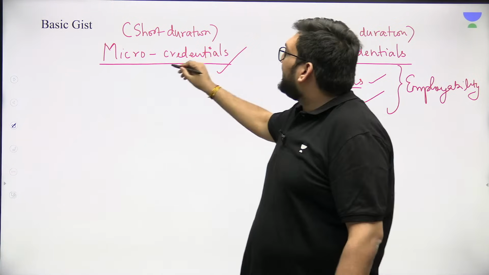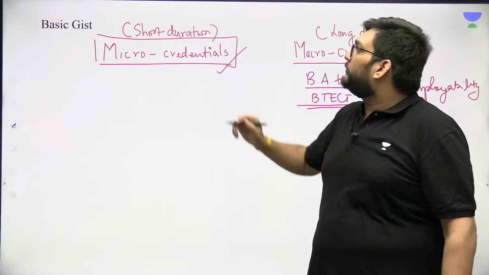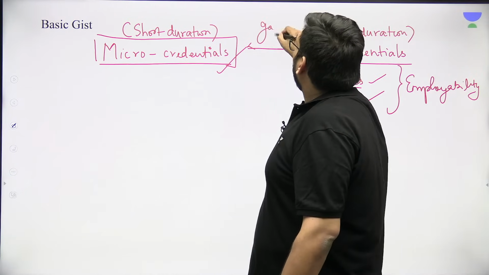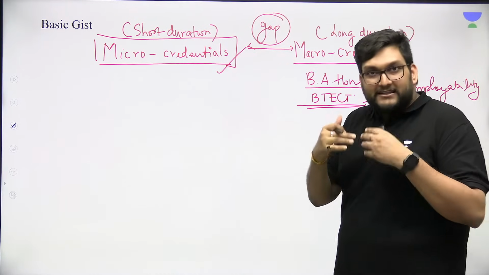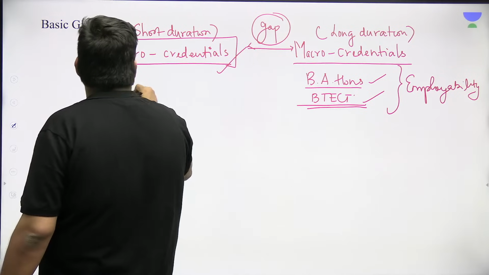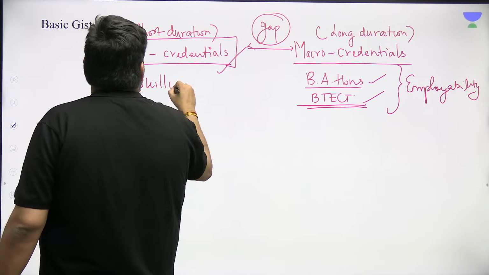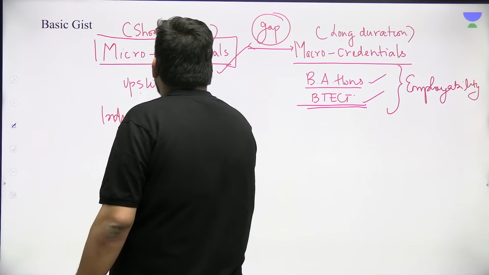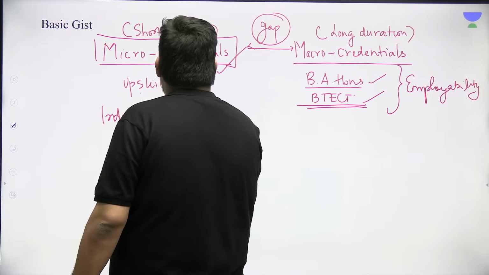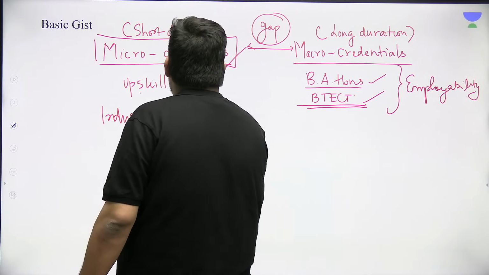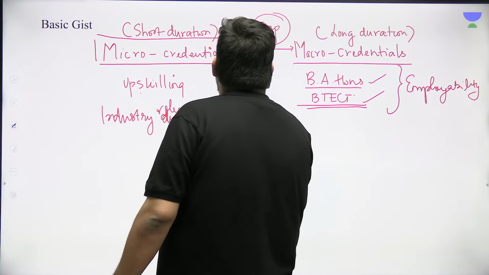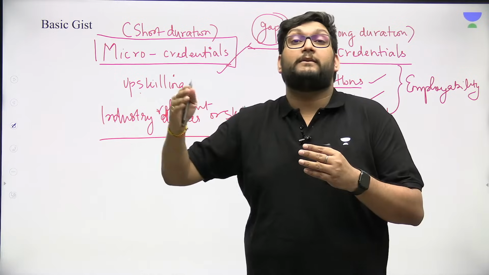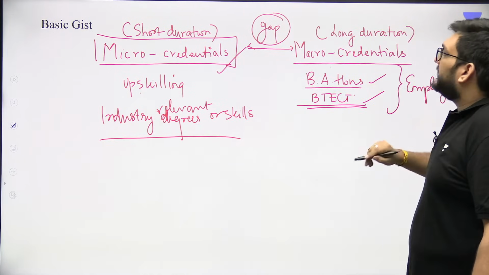On the other hand, what he's arguing is micro credentials are what we need today to make this gap go away and cover this gap. This gap can be covered by what we call upskilling and getting industry relevant degrees or skills. And in that context, micro credentials become lifelong learning programs. So you have macro credentials and micro credentials.